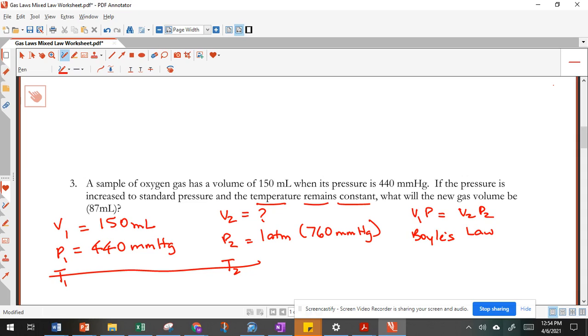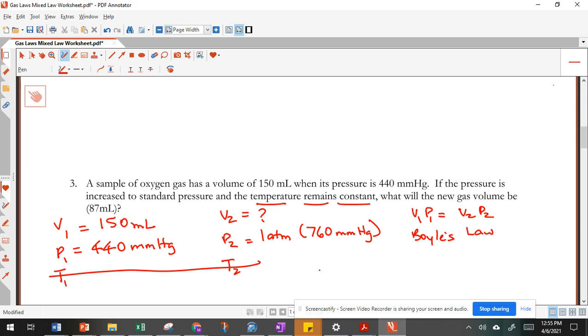So by looking at what information they're giving you, you can also determine which law you're supposed to be using. So with Boyle's Law, we do not have to have the pressure and volume in any particular units, but we do need to make sure that we have the same unit throughout the problem. So we have millimeters of mercury for both our initial and final pressure. We're not asked to find the volume in each particular unit, so we don't need to worry about getting the 150 milliliters into a particular unit, so we could start plugging this information in.